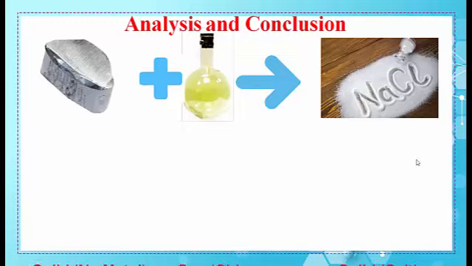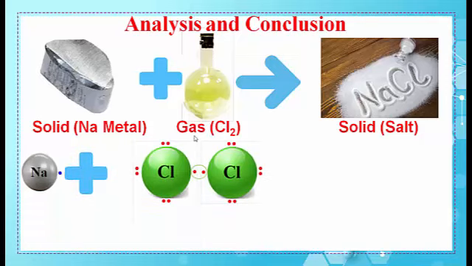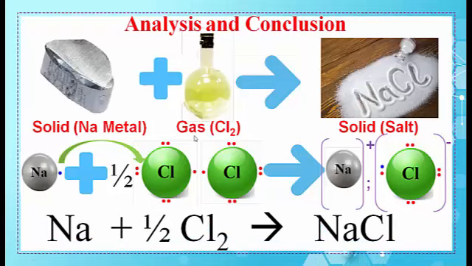Here a reaction takes place between sodium, which is a metal in the solid state, and chlorine, which is a gas, to give sodium chloride salt. The bond breaks between the two Cl atoms, and Na loses one electron, which is gained by chlorine, to give NaCl, which is Na+ and Cl-, and we put a half here in order to balance the equation. Then the equation of the reaction will be Na plus half Cl2 gives NaCl.